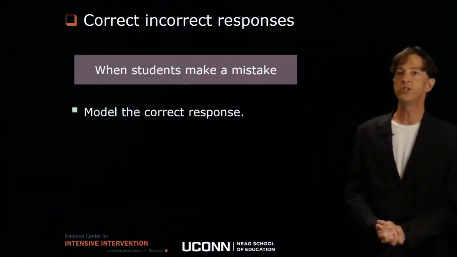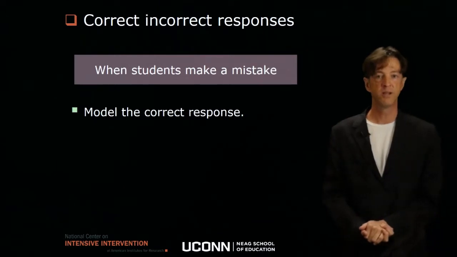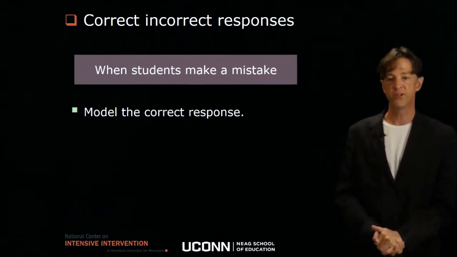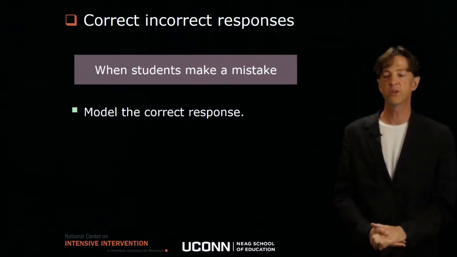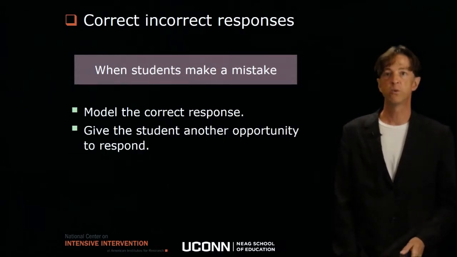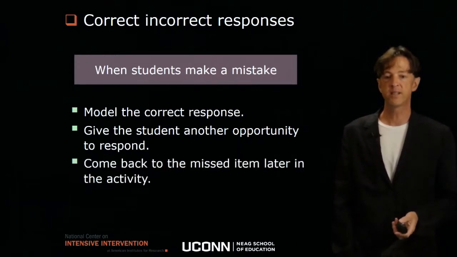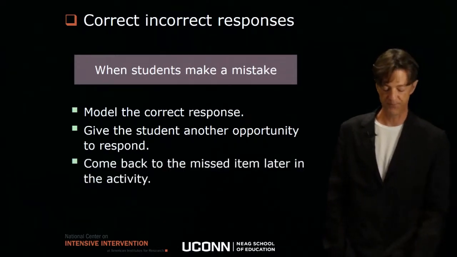So what we really want to do is, when students make a mistake, immediately just model the correct response. We're going to assume that if they got something wrong, it's not on purpose. They didn't do it just to slow everything down, they just need to hear the right answer and get retaught it. So we're going to model the correct response, give the student another opportunity to respond, and then come back to the missed item later in the activity.